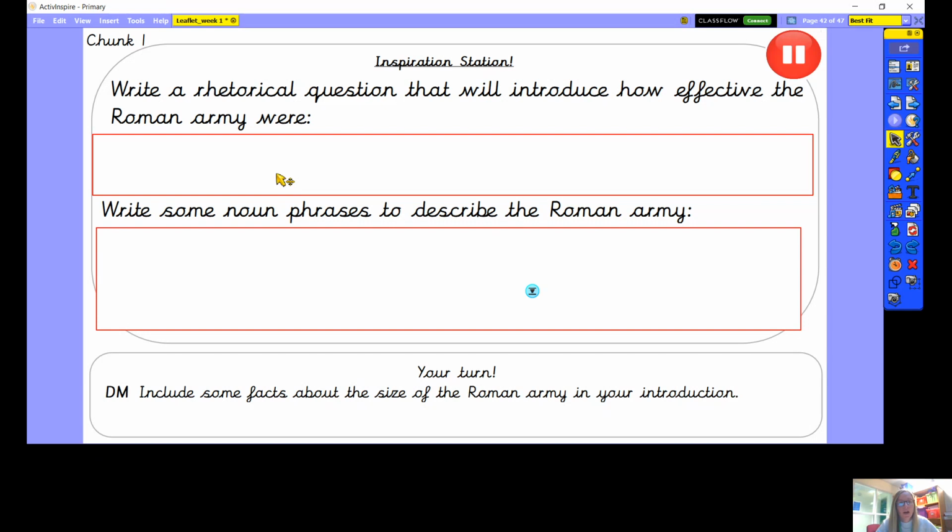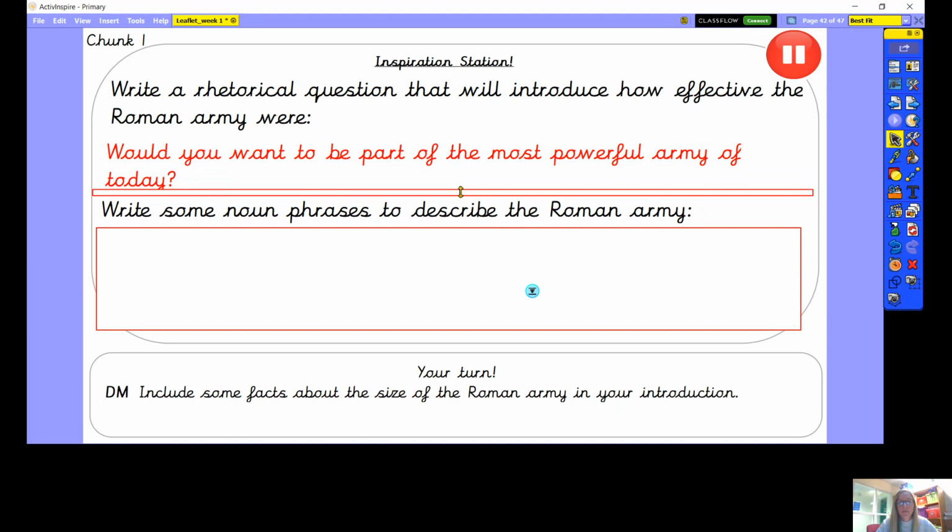Okay, so a rhetorical question that I thought of to help me introduce how effective the Roman army would be is something like, would you want to be part of the most powerful army of today? So we've got here most powerful army. So we're thinking about using that persuasive language that makes this army sound more appealing than any other army.